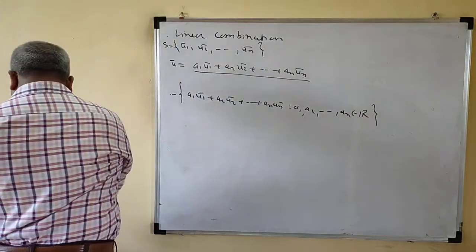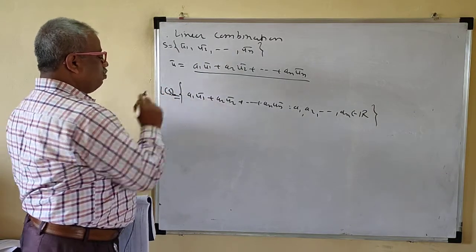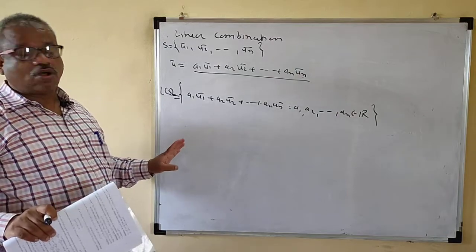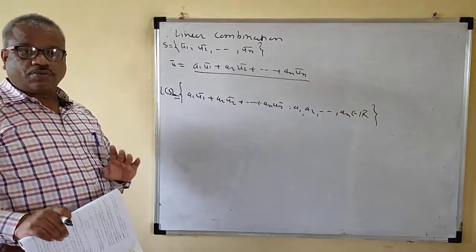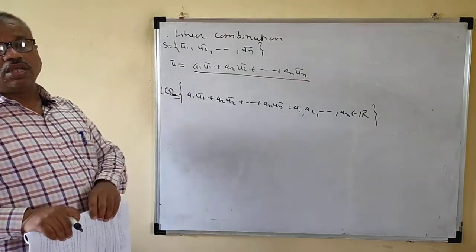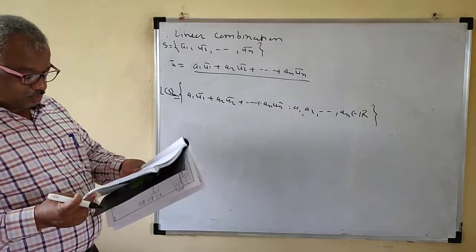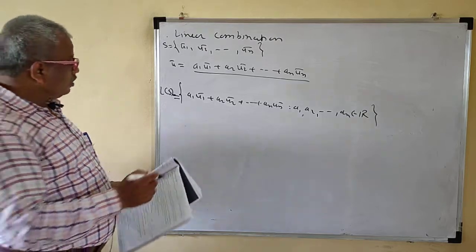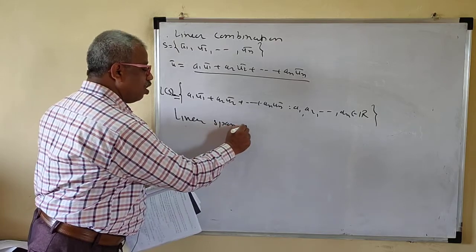So this is the set of all linear combinations of the vectors in S. We call this L of S. We have collected all the linear combinations of the vectors in S here, and that set is denoted by L of S. That is the linear span of S. This is also called the linear span of S.